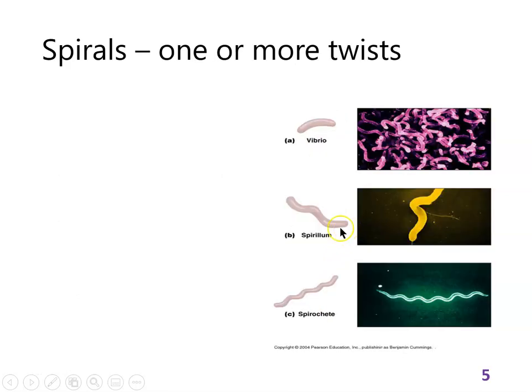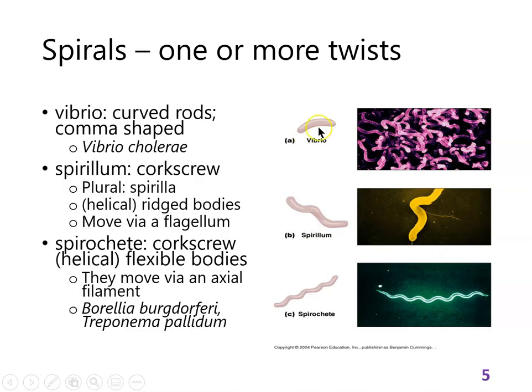Let's see. The last major group would be spirals, and these are also common in nature. There are three defined spiral-shaped bacteria, based on whether they have one incomplete turn or twist, a small number of twists, or a lot of twists. And these are some very specific things that we find in nature.